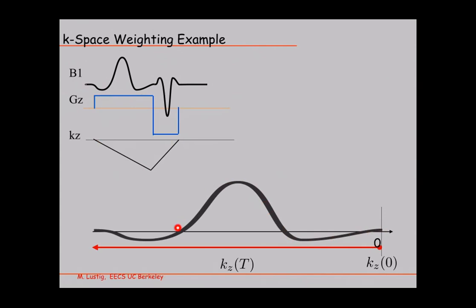Okay, now what happens when we go from here to here? You go in the opposite direction and you deposit again the same thing, right? But now the B1 is negative. So we deposit a sinc in the negative.